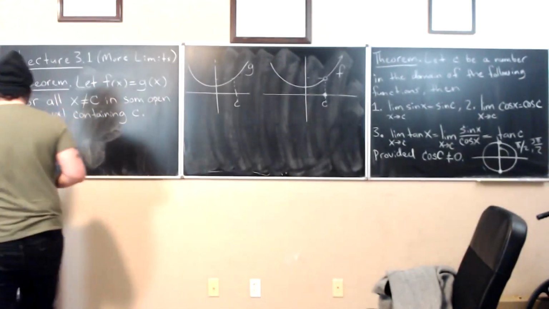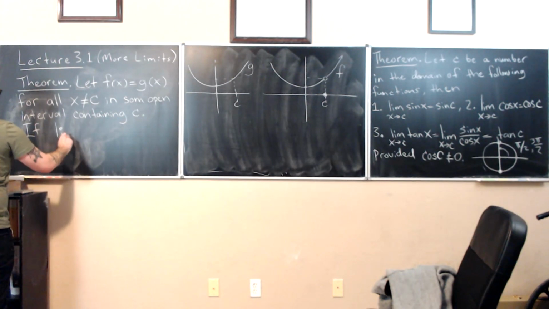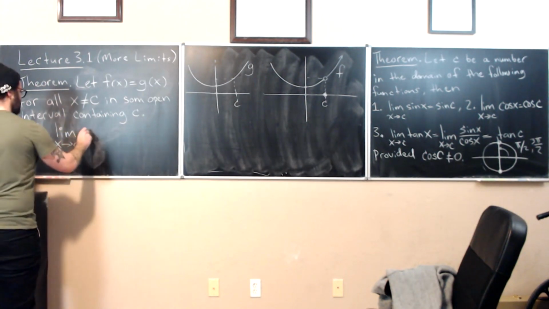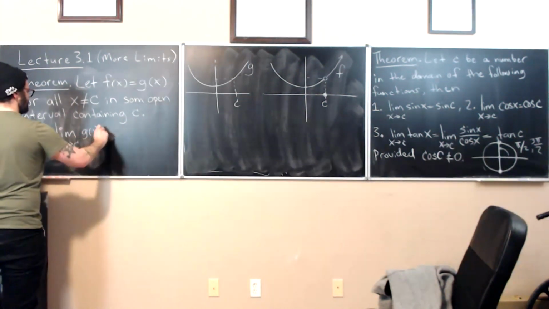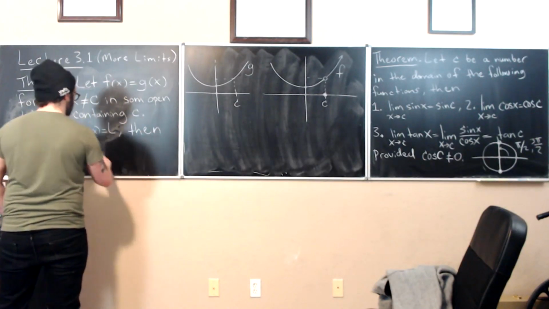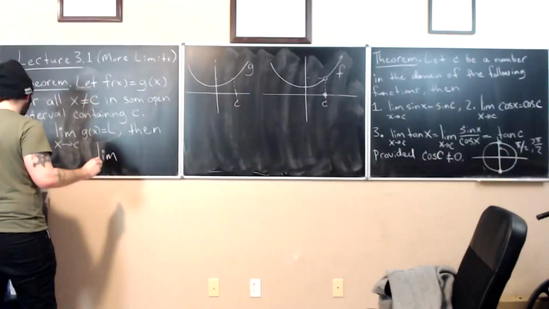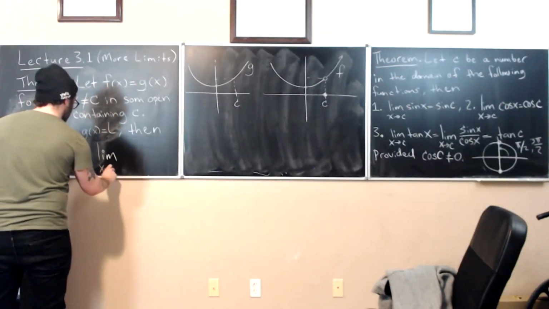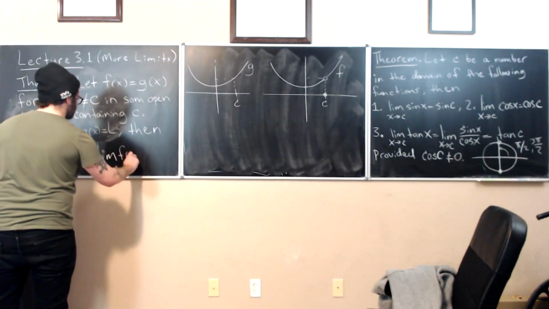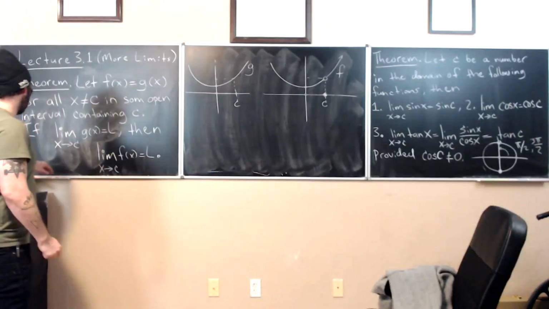Okay, so in this case, we can say if the limit as x approaches c of g of x equals L, then the limit as x approaches c of f of x equals L. So that's the full statement of the theorem.